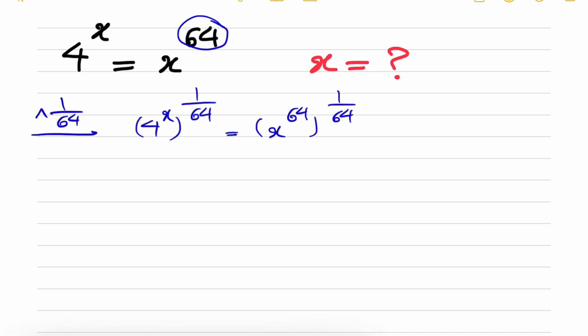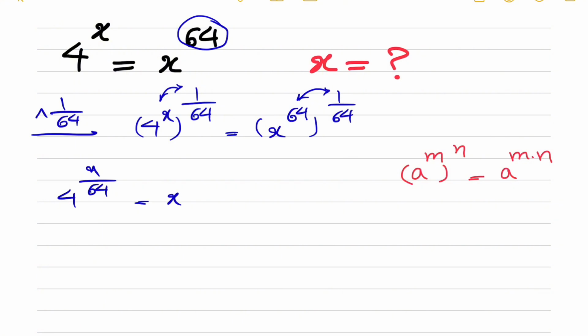The reason I did that is the laws of exponent. When we have a to the power of m to the power of n, this will be equal to a to the power of m times n. So here we're going to multiply each of these two in here. So from the first one we have 4 to the power of x over 64 is equal to x to the power of 64 over 64, which is going to be x.